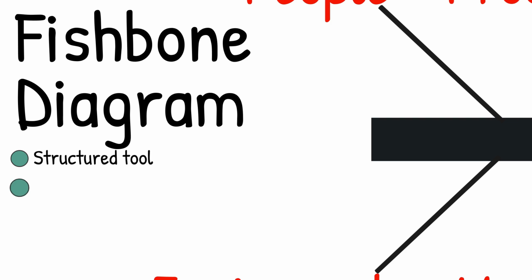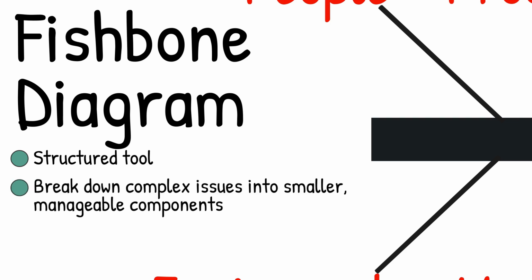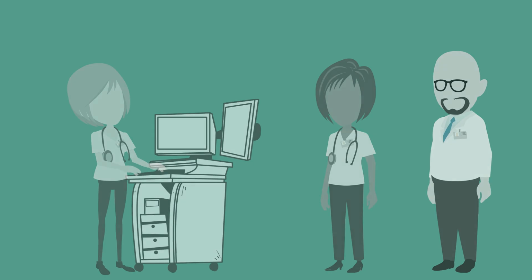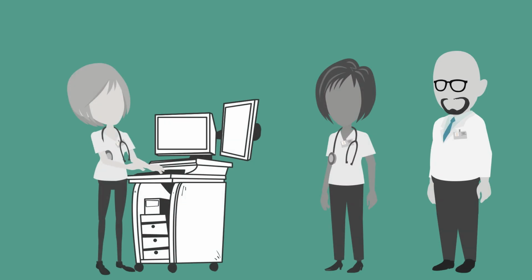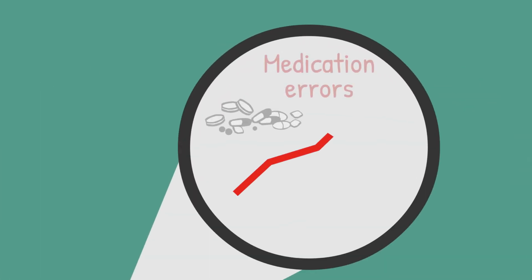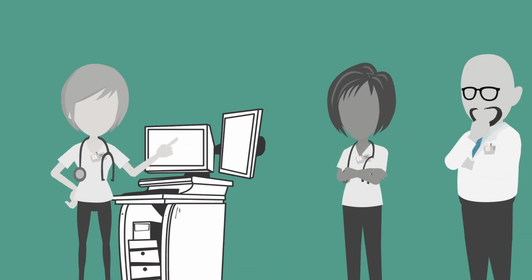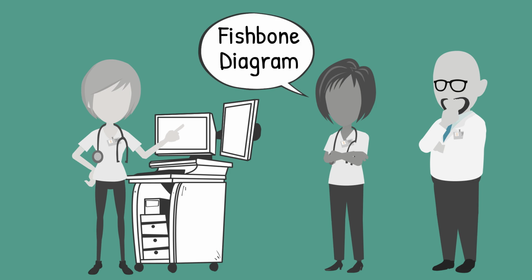A fishbone diagram helps to break down complex issues into smaller, manageable components by visualizing the relationships between a problem and its multiple potential causes. Let's discuss an example. Your hospital team has noticed an increase in medication errors affecting patient safety. You decide to create a fishbone diagram to visualize the process.